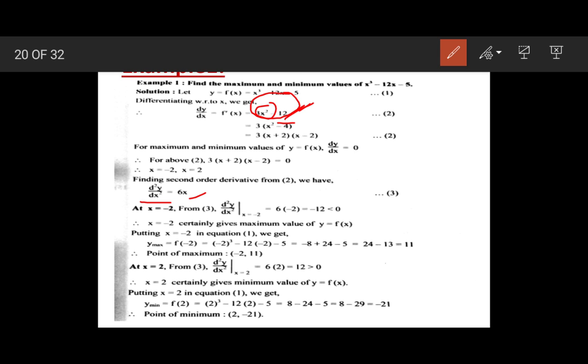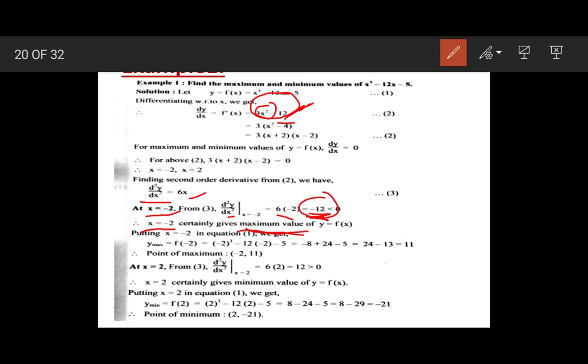Now at x equal to minus 2, d2y upon dx square will be 6 into minus 2, so minus 12. So when x equal to minus 2, we are getting the second order derivative as minus 12, which is less than 0. So x equal to minus 2 will give the maximum value, because the second order derivative is negative. Negative means we get the maximum value.